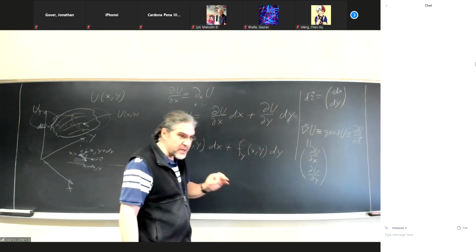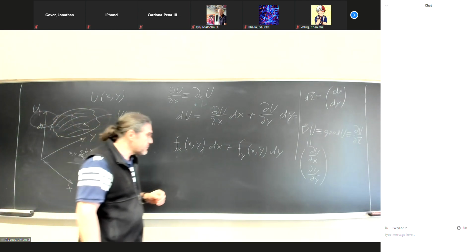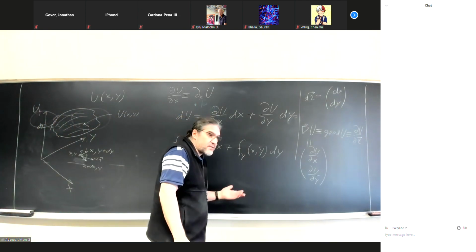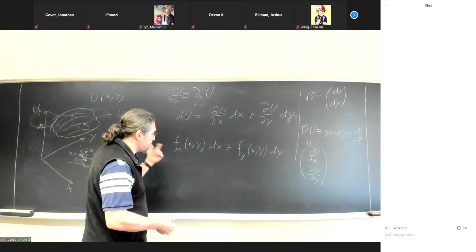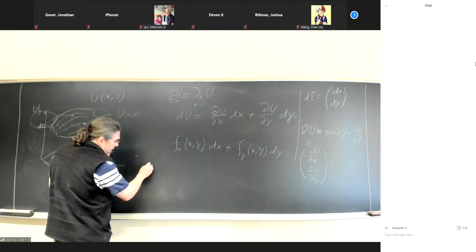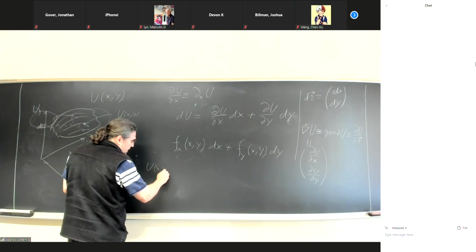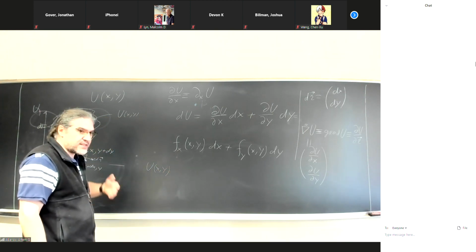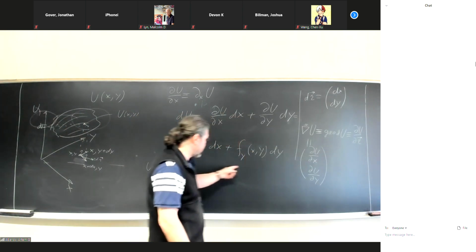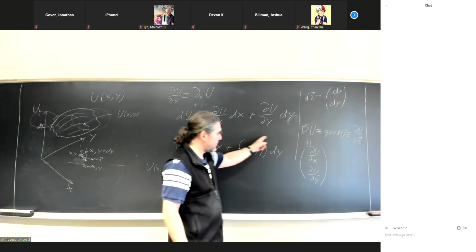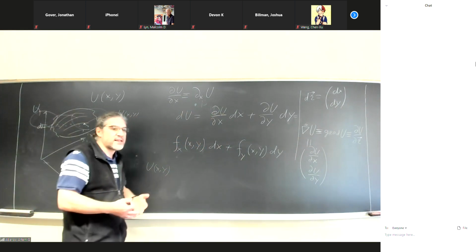And I will explain geometrically what it means in just a second, but first I want to derive that condition. So let's start from the beginning. What am I actually asking? I'm asking if a function u of x and y exists such that its full differential equals this one. Let's assume that this function does exist.